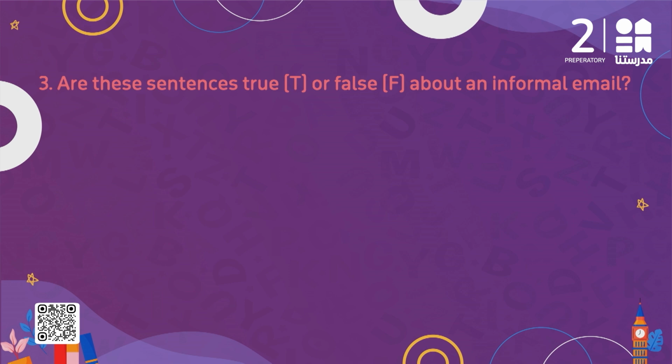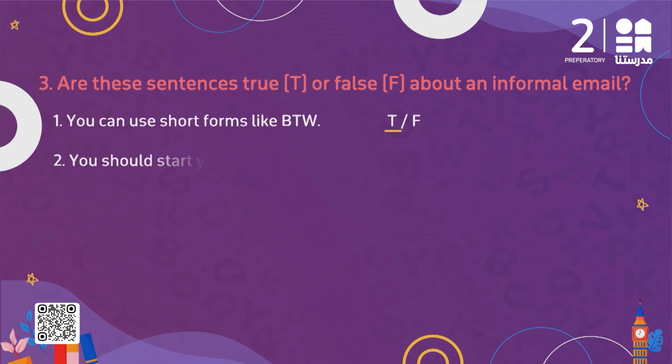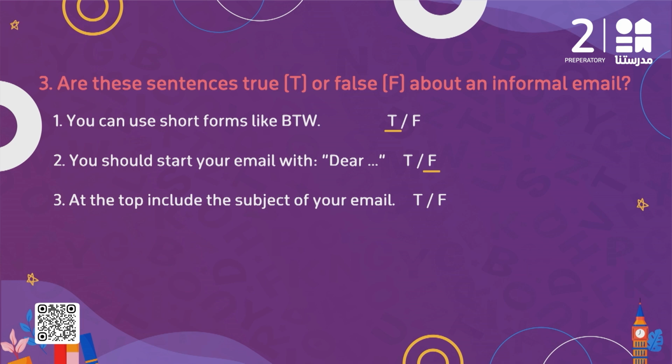So, before you start writing, let's check your understanding. Are these sentences true or false about informal emails? You can use short forms like by the way or BTW. Yes, you can. You should start your email with dear. No, you don't have to. You can say hi, hello, and just go ahead and say whatever you needed. At the top, include the subject of your email. Yes, that's true. You always need to include the subject, whether it's formal or informal.